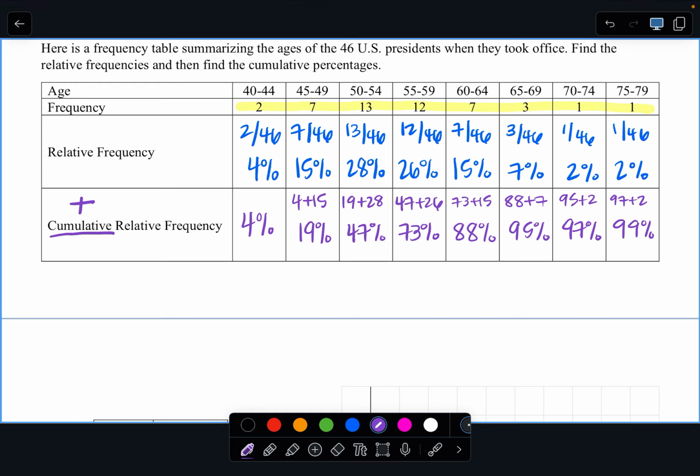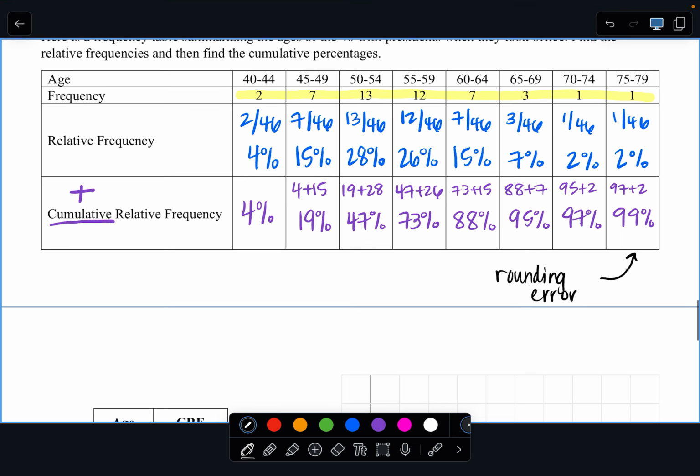And so, again, like I mentioned before, you may potentially end with some rounding error, but you do want to be as close to 100% as possible. You shouldn't get anything like 90 or 110. That would be way, way off.